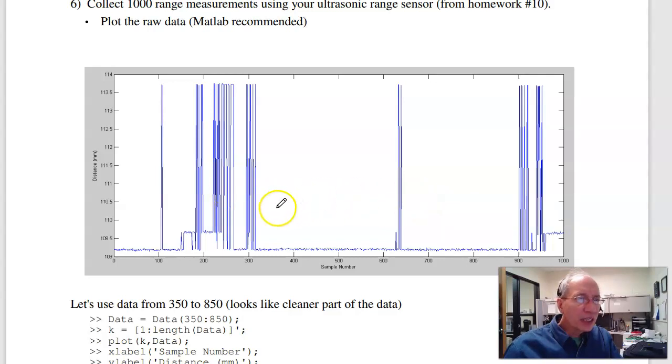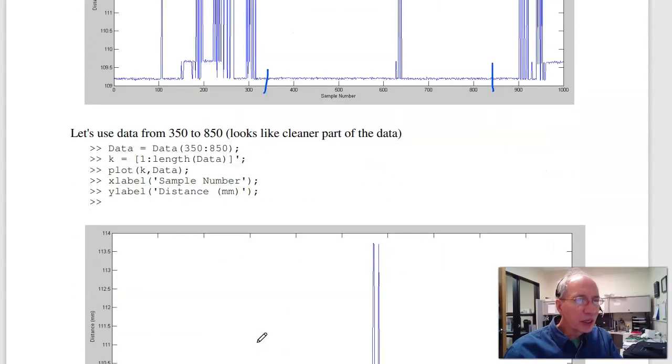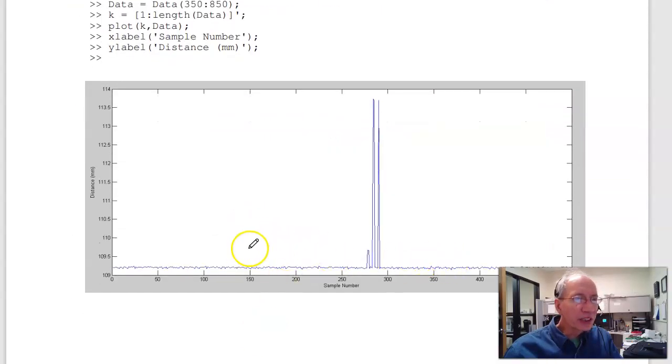If I look at all the data, it's going to have noise on it. What I'm going to do is take the data between 350 and 850. That looked like pretty good data. If I do that, here's what the data looks like.